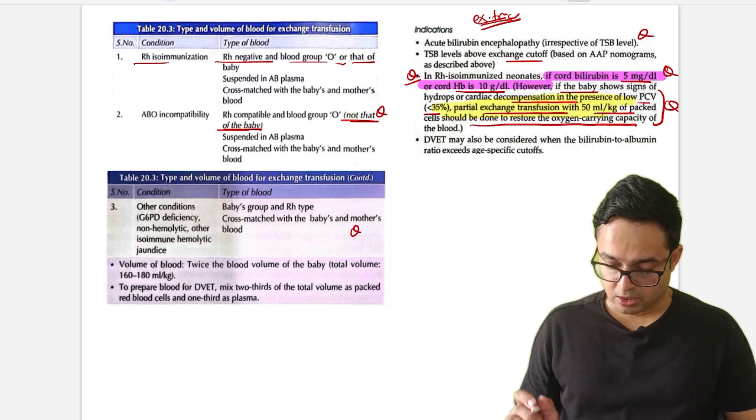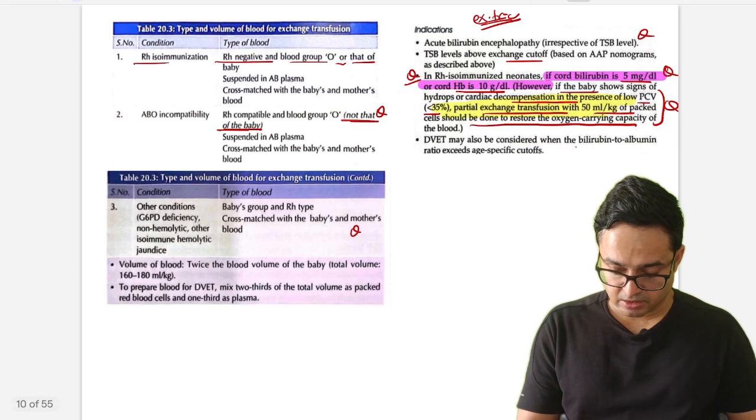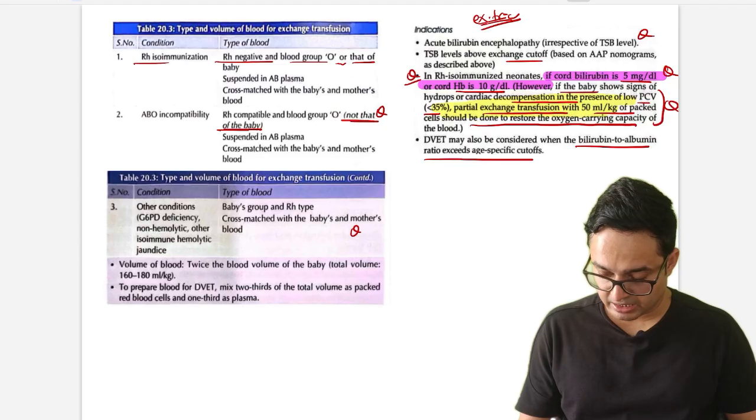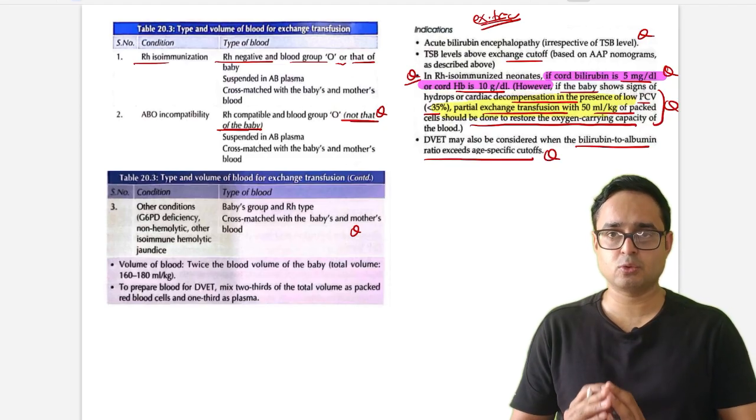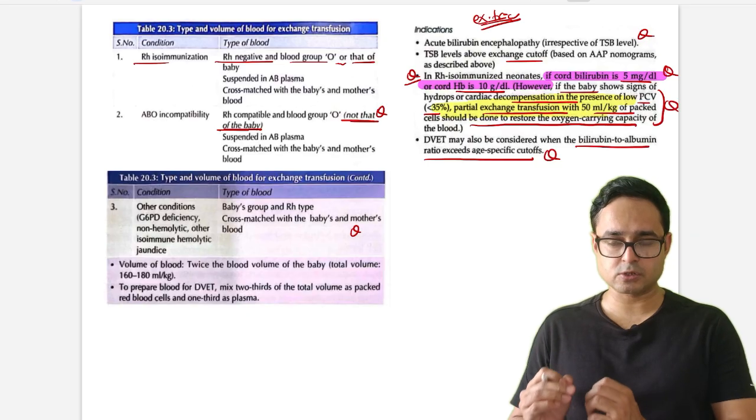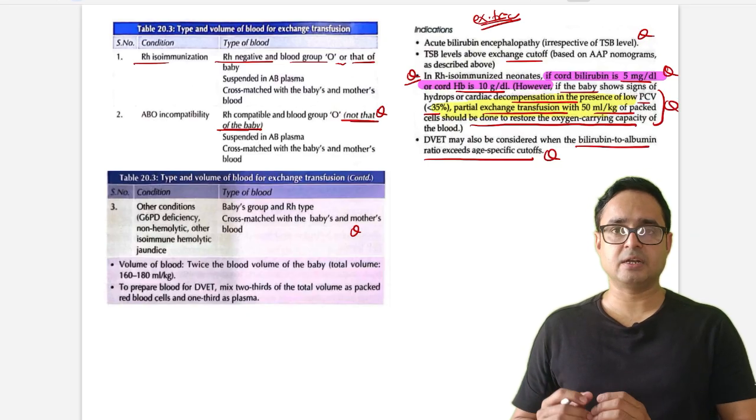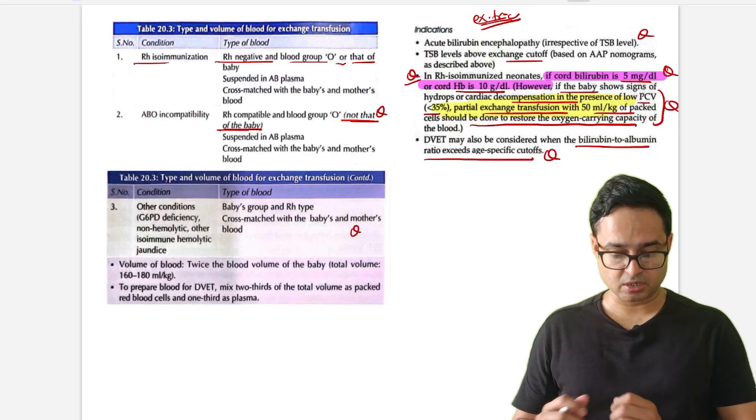Okay, exchange transfusion may be considered when the bilirubin to albumin ratio exceeds the age-specific cutoff. We'll discuss those age-specific cutoffs also. As of now, these are the indications of exchange transfusion.